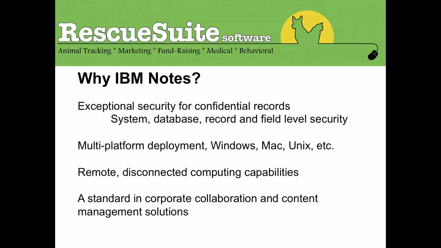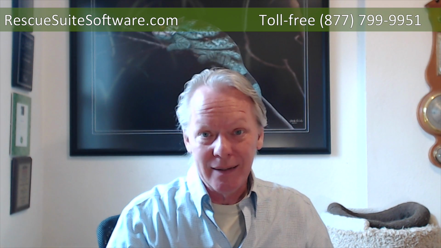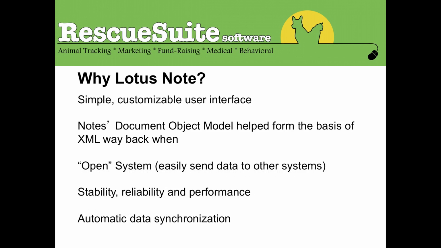IBM Notes also became a standard communication, collaboration, and content management platform for many Fortune 500 companies. It's easy to deploy new features quickly because of all of this, and it's a very open system that will also talk with other systems very well. It's also very reliable and stable.